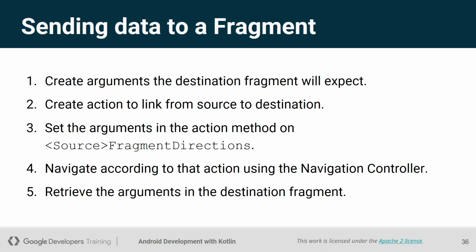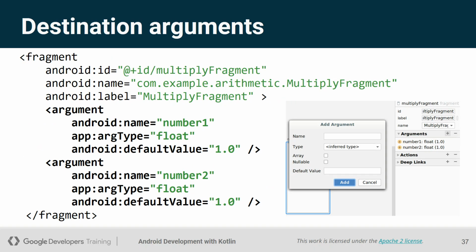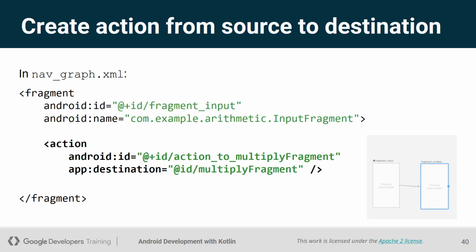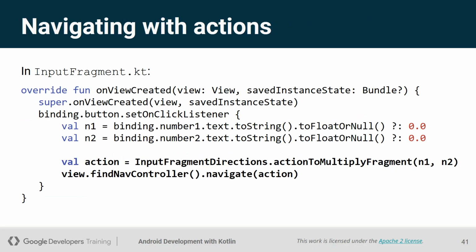Destination arguments, you can define them like that. I think I've shown you how to do that, so you can define them for fragments. When you are defining them, you need to support the arguments. Are they only floats, longs, booleans, strings, arrays, and so on? All these can be defined in that area.